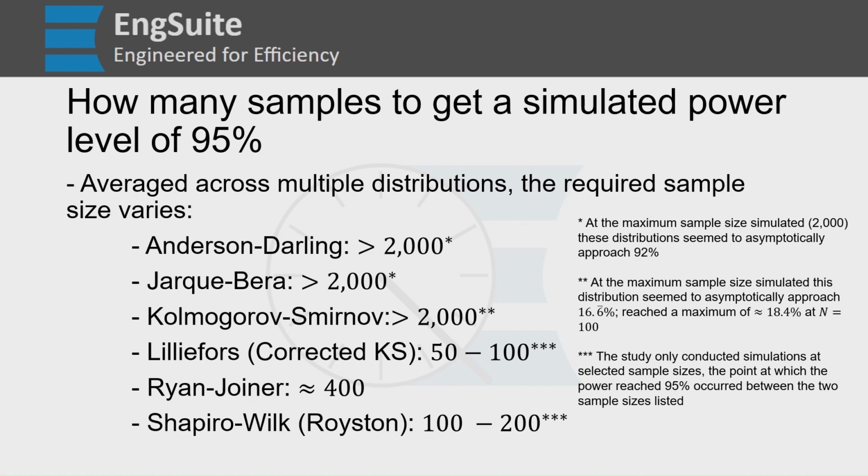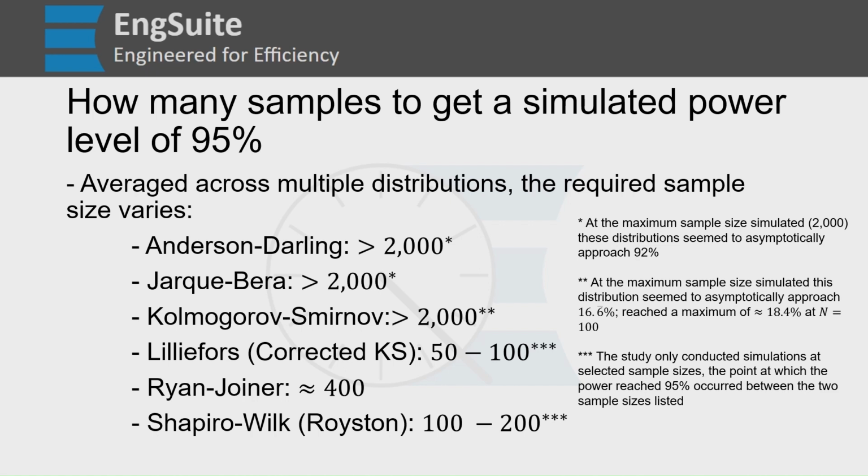The KS test also never approached 100, but instead of approaching 92, it only approached 16.6% and actually reached a maximum of 18.4% around 100 samples. So as the sample size increased, we actually saw the KS test go down a little bit, which was pretty interesting.